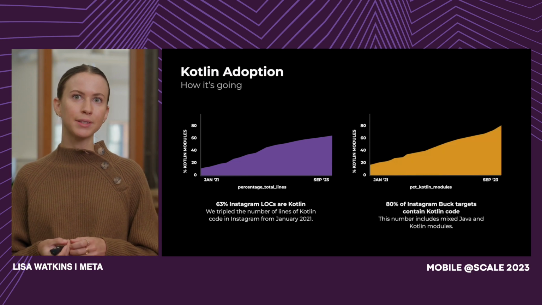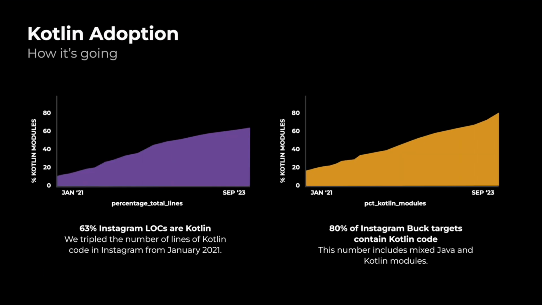So these two graphs kind of paint the picture of how Kotlin adoption progressed at the company. Both graphs start at January of 2021 and end at September of 2023. We've got percent lines of code on the left, and the number of Buck targets with Kotlin code on the right. So today we're at 63% lines of code in Kotlin at Instagram, which is really exciting. And this is basically tripled from January of 2021, which was around 20%.